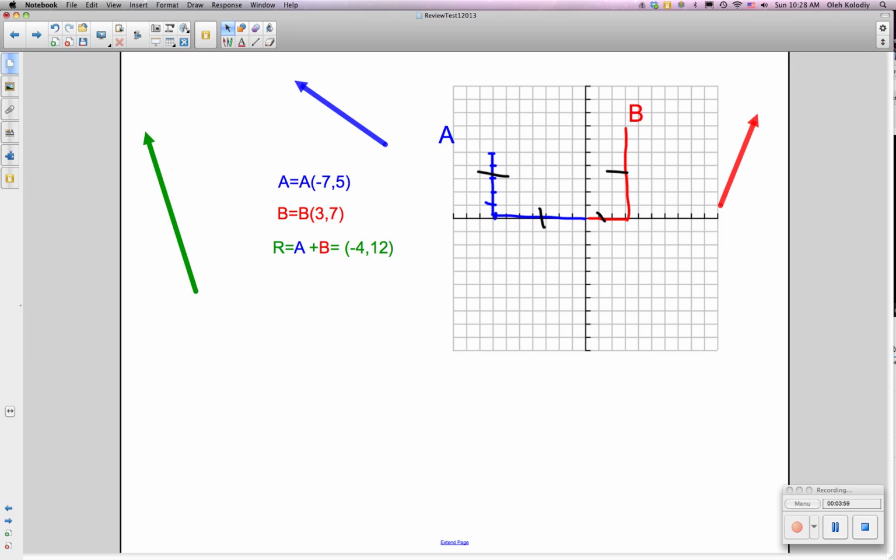And you can see these are the components of the resultant. If we put the resultant in here, we can see that this vector has these components. -4 is the x component, and +12 is the y component of the result.